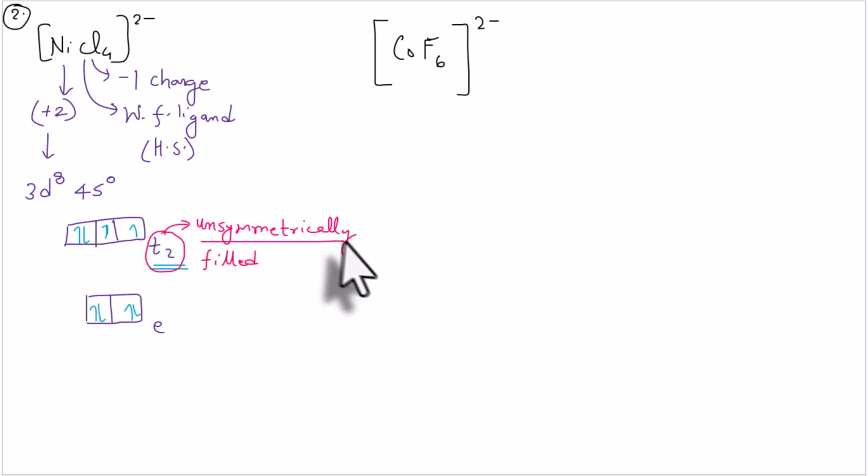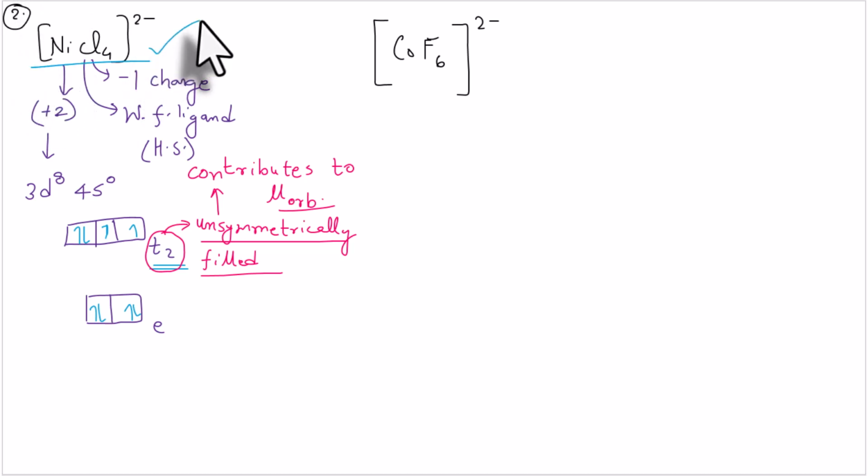So uneven filling of T2 orbitals, and that is why this contributes to mu orbital. So in this option, we have mu orbital contribution towards the effective magnetic moment. Okay. Now moving on to the cobalt complex, CoF6 2 minus.